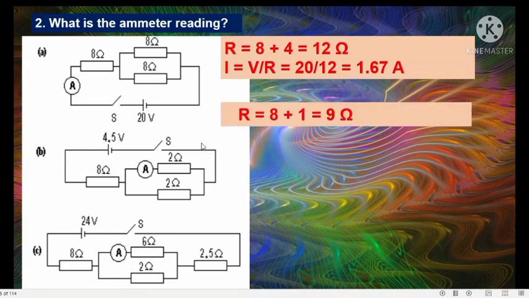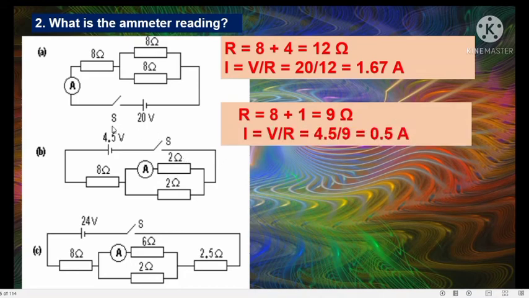Part B, for parallel part effective resistance is 1 ohm. So effective resistance for the whole circuit is 8 plus 1 equals 9 ohm. Total current flow in the circuit, I equals V divided by R, equals 4.5 divided by 9. Total voltage divided by effective resistance. So we get 0.5 ampere.